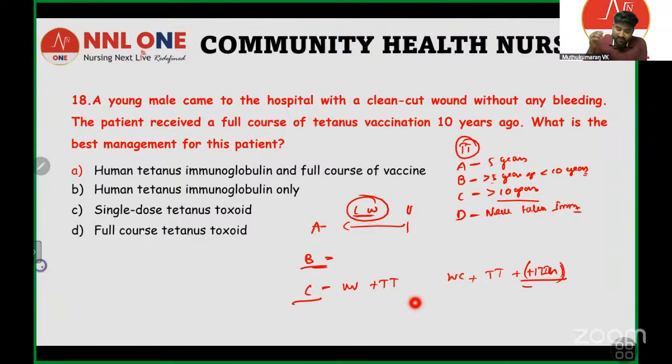So here, what is the question? A patient having a clean cut wound without any bleeding, and the patient received a full course of tetanus 10 years ago. Ten years is past, and it is a clean wound. What am I going to give? Yes, come on. Which category is it? First, you have to understand whether it is category A, B, C, or D. After that, we can answer that.